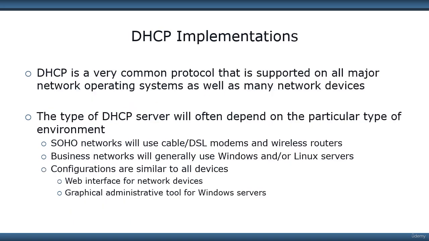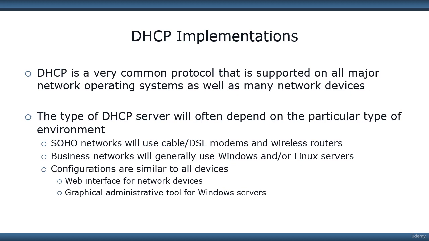Now, DHCP is a very common protocol. It's supported on all major network operating systems as well as many network devices. So Windows servers, Linux servers, network routers, firewalls, access points, etc. The type of DHCP server is often going to depend on the particular type of environment. So your small office, home office networks will use either just the cable DSL modem itself or a wireless router to do this. Business networks will typically, from what I've seen at least, use Windows or Linux servers, or I should probably add network devices.